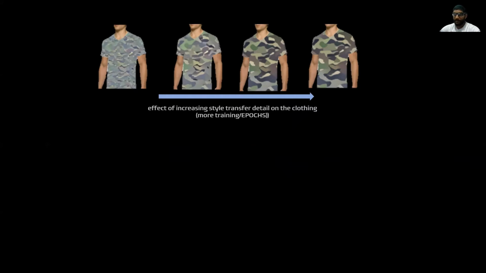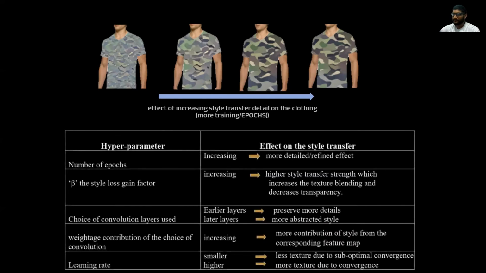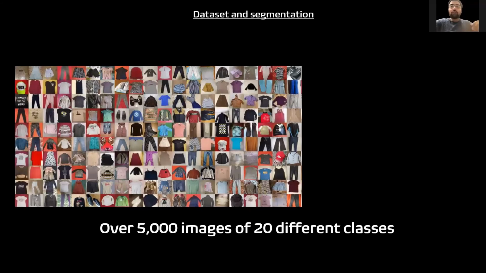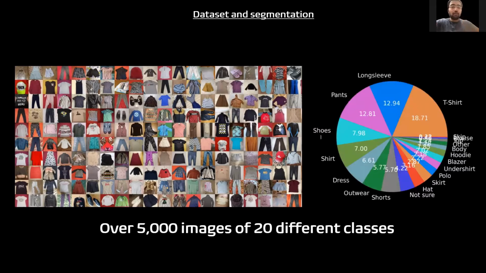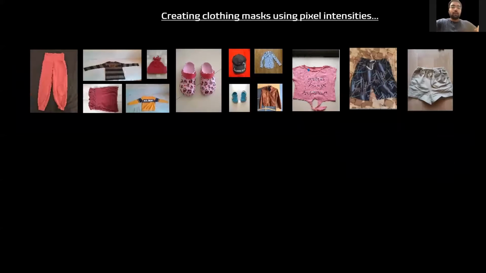So in summary, the hyperparameter effects on the style transfer are as follows. For the task of segmentation, we use the Clothing dataset, which contains over 5,000 images of 20 types of clothing. As this dataset does not include segmented labels, we created our own binarized labels using pixel intensity and thresholding. It can be observed that the data of interest is in the center of the frame and is unobstructed.